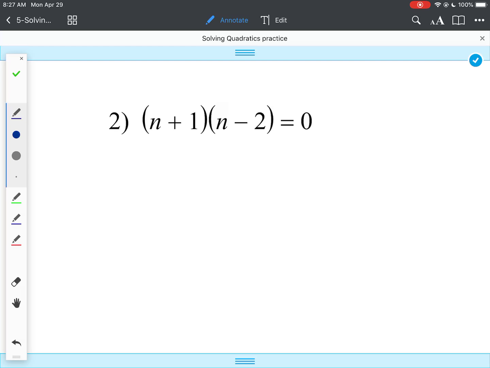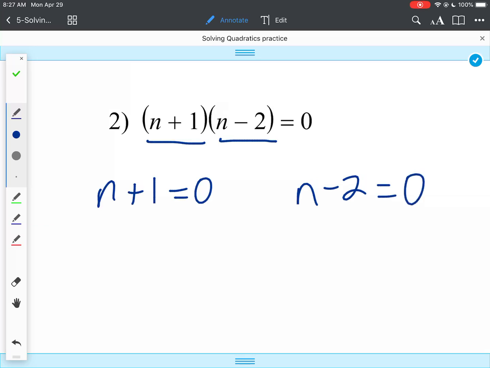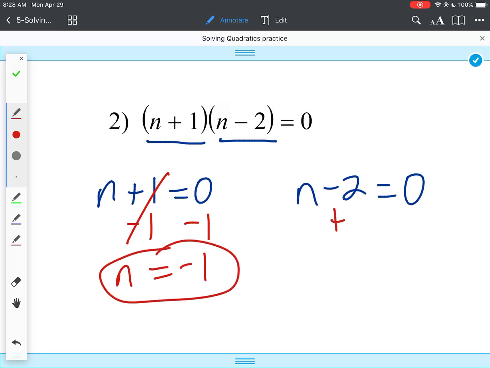This is already factored. We take each factor, each set of parentheses, split them up. So n plus 1 equals 0, and then n minus 2 equals 0. So then just solving for n. Okay, so I'm going to subtract 1 on both sides, cancel out the 1. It was 0 minus 1 is negative 1. Okay, and over here I'm going to add 2 to both sides, cancel that out, n equals 2. Okay, 0 plus 2 is 2.